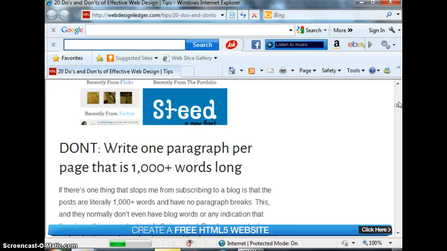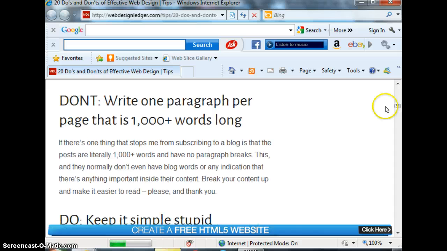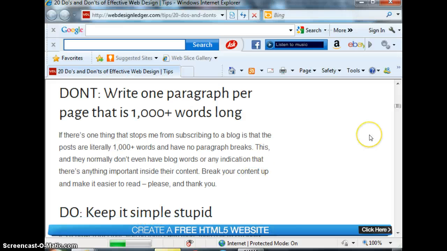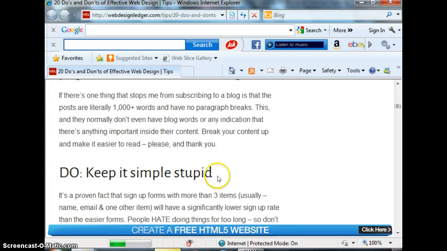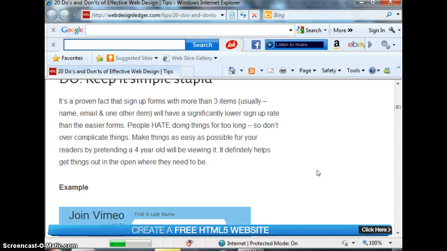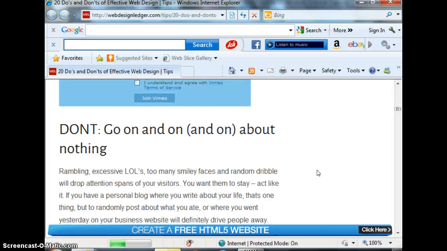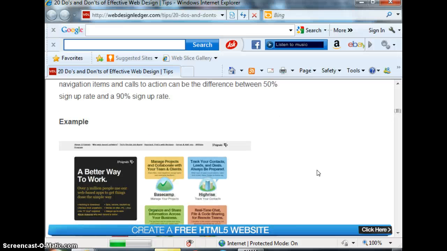Write one paragraph per page that is 1,000 words long. That's a don't. As you can see, these paragraphs are short and concise. And like I said before, it's also an entertaining read. Keep it simple, stupid. And that's what I'm keeping in mind when I'm designing my page for elementary age students. And it goes on.